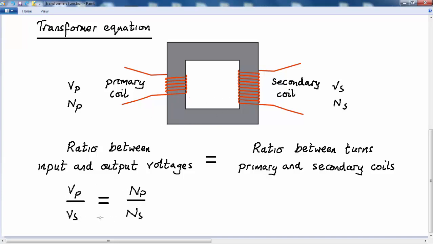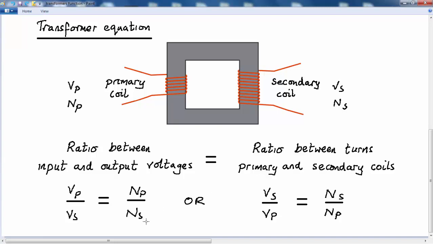Putting that in a slightly more mathematical form, we can say Vp, the voltage over the primary, divided by Vs, the voltage in the secondary, is equal to the ratio of the number of turns of the primary to the number of turns of the secondary. It doesn't matter which way you write this ratio; you can turn it upside down. You could have the voltage in the secondary to the voltage of the primary equal to the number of turns in the secondary divided by the number of turns in the primary.